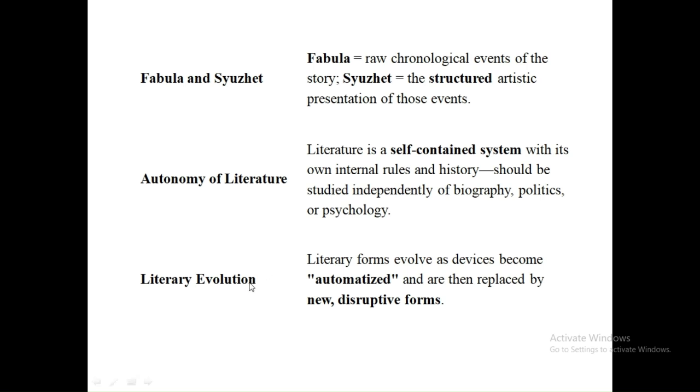And the last concept is literary evolution. Literary forms evolve as devices become automatized, that is, automatically done, and are then replaced by new and disruptive forms, unusual styles and patterns. Understand? These are the concepts of Russian formalism.